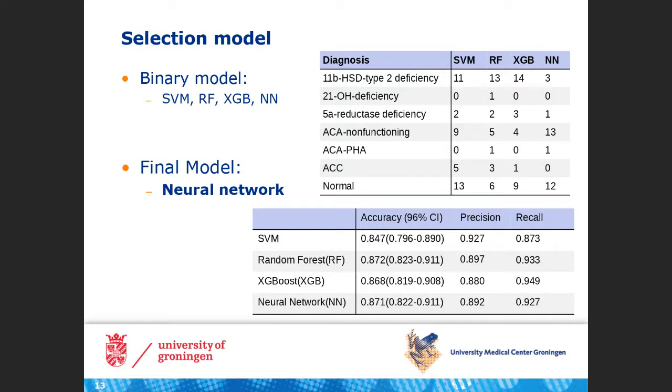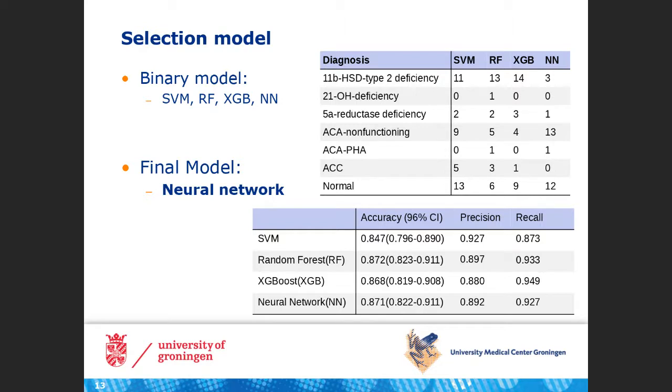We tested a support vector machine, a random forest, XGBoost, and a neural network for this study. In the table at the bottom right, you can see the general performance of each machine learning approach. You can see that the accuracy, the precision, and the recall are quite close to each other, and there isn't much of a difference, but we eventually chose the neural network.